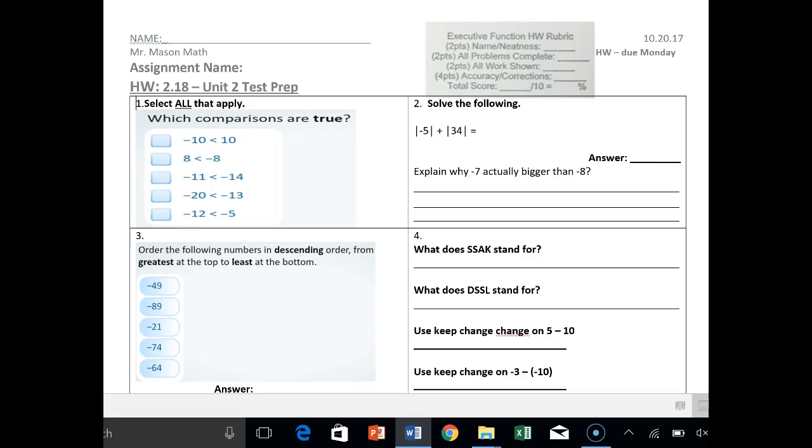We will have our Unit 2 test next week to kind of cap off Quarter 1. So this homework is due Monday, and please make sure that you're showing all work because these are the type of problems that you could see on part of your test.